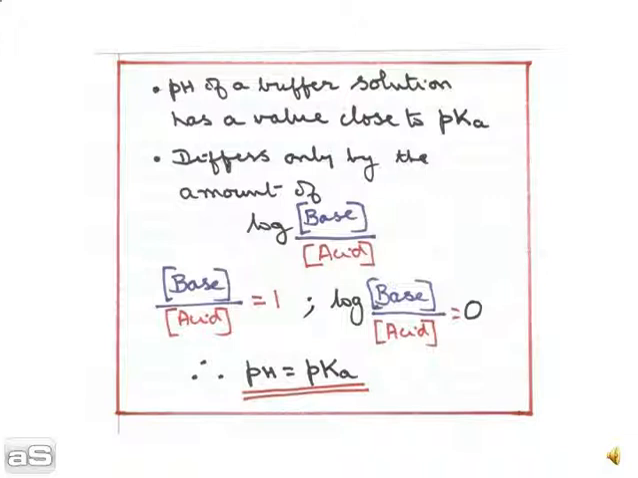That is the reason why, for preparing a buffer solution of known pH value, we have to choose a weak acid and its conjugate base in such a way that the weak acid has a pKa value which is very close to the pH value. Then, by adjusting the concentration of the base and the acid, we can achieve the correct value of pH desired for the buffer solution.